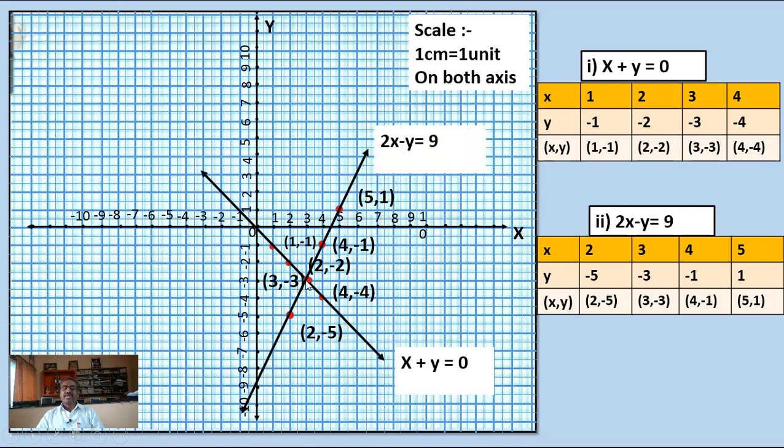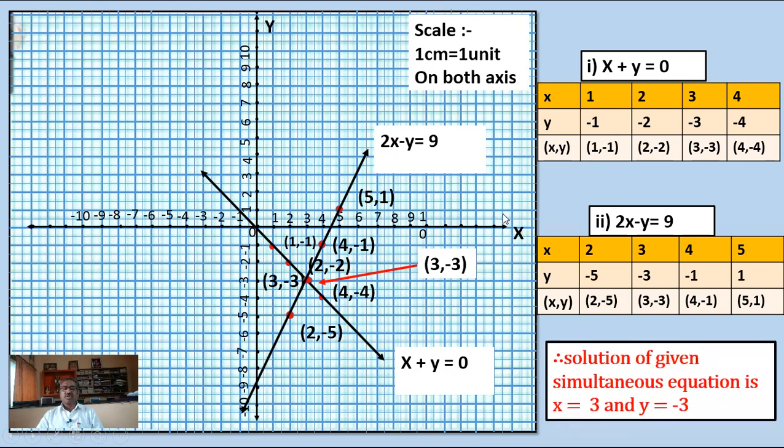And the point of intersection of these two lines on the graph, this intersection point is (3, -3). x coordinate is 3, y coordinate is minus 3. Therefore, the solution of the given simultaneous equations is x is equal to 3 and y is equal to minus 3.